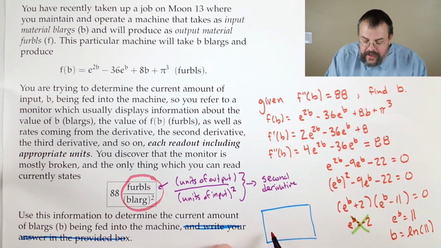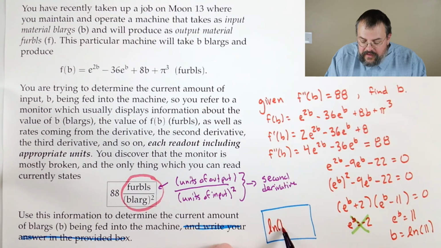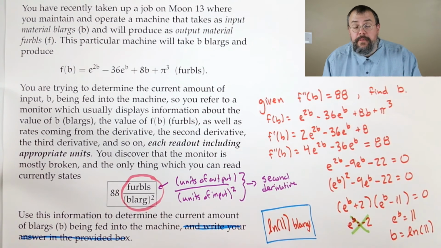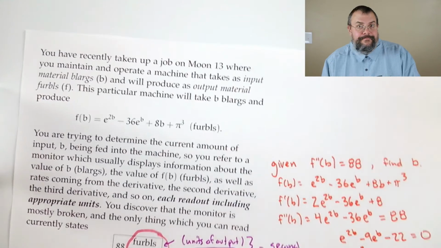So our final answer, and I said we put it in a box, log of 11 what? Blargs. Okay, that's how many blargs we need. Log 11 of them. Oh, whatever that means. Well, it just means that's what there is. Okay, good.